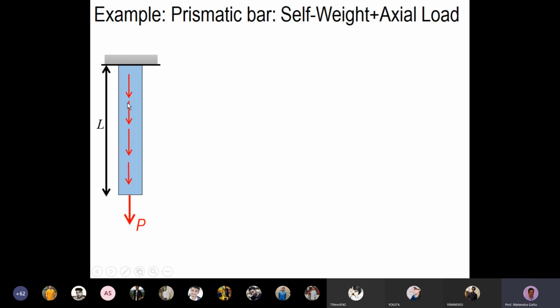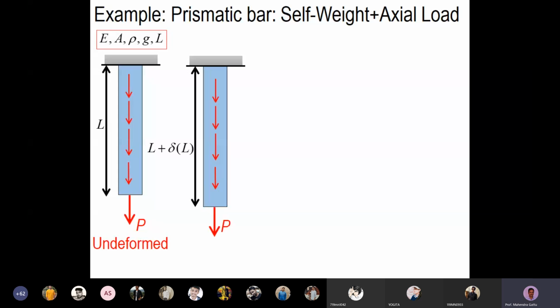Here we have this bar which is subjected to its self weight and also the external load. This is the undeformed shape of the bar. The properties of the bar are given as E, A, rho, g, and L. E is the modulus of elasticity, A is the area, rho is the density, g is acceleration due to gravity. Under the action of the load, the bar will deform. Here the total deformation is given as delta L. We are interested in delta of x.